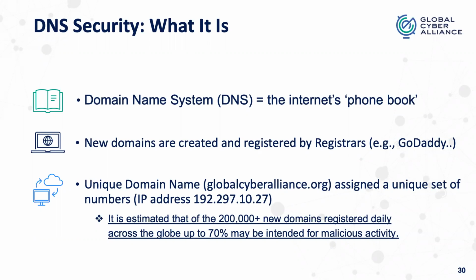But there are billions and billions of domains out there. How do you know which ones are good and which ones are bad? You're not necessarily going to know that yourself unless you go through and look it up manually. It's also estimated that of the 200,000 plus new domains registered on a daily basis across the globe, up to 70% may actually be intended for malicious activity. But how do you know what that 70% is? And that's where DNS security or DNS filtering comes into play.